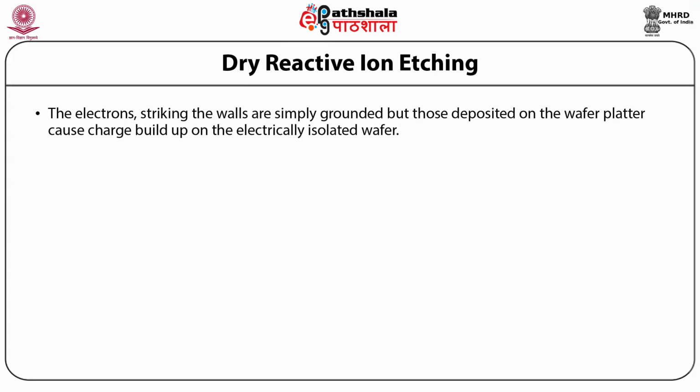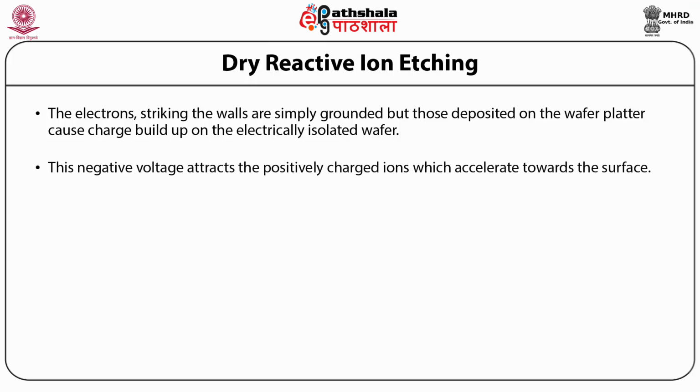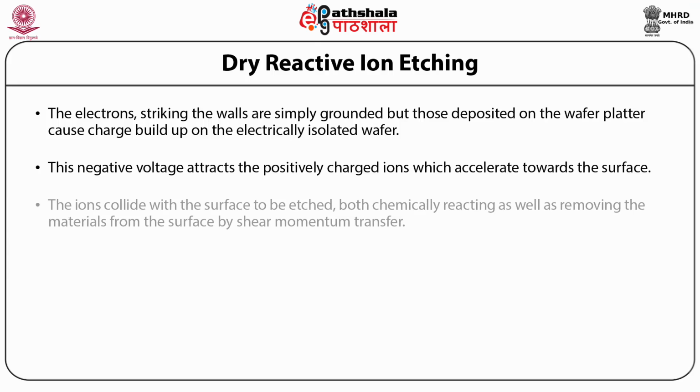The electrons striking the walls are simply grounded, but those deposited on the wafer platter cause charge buildup on the electrically isolated wafer. This negative voltage attracts the positively charged ions, which accelerate towards the surface. The ions collide with the surface to be etched, both chemically reacting as well as removing the materials from the surface by sheer momentum transfer.